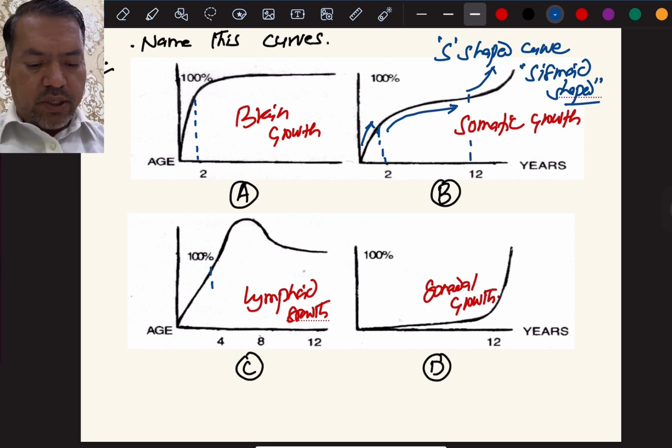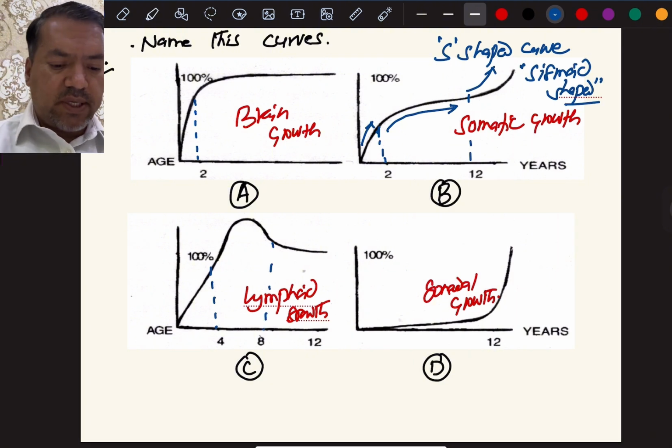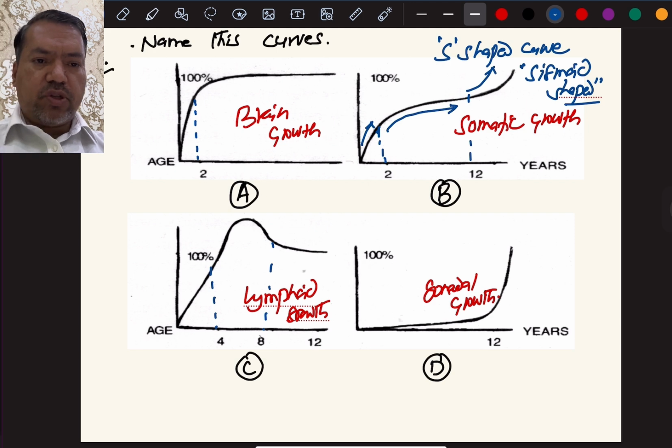The third one is lymphoid growth. You can clearly see here between the age of 4 and 8 there is maximum lymphoid growth in the child. And most of the lymphoid organs are hyperplastic or hypertrophic during this time. So when we examine the child, the lymph nodes would be palpable. That means it's a physiological growth. It is not because of any infection. And then this is gonadal growth. At the time of puberty, the gonadal growth is maximum.